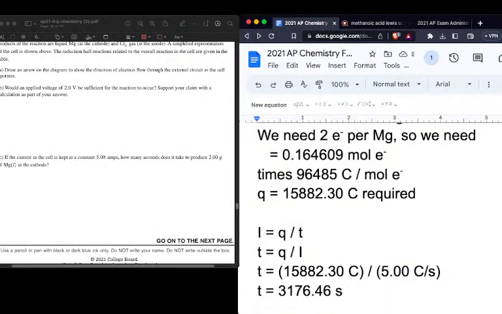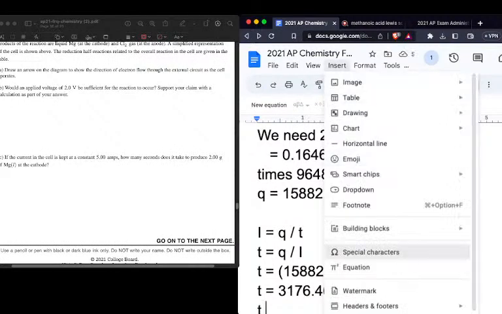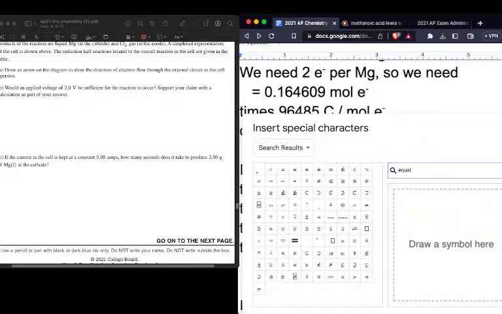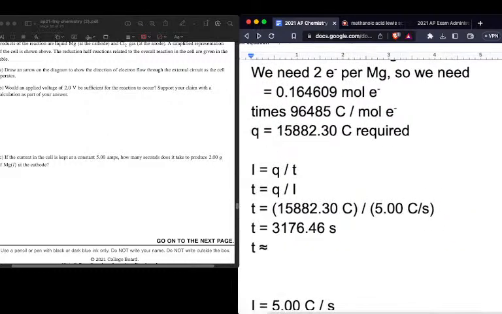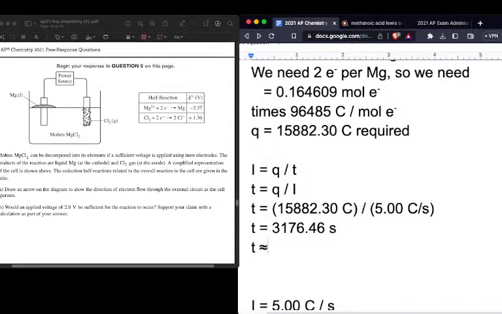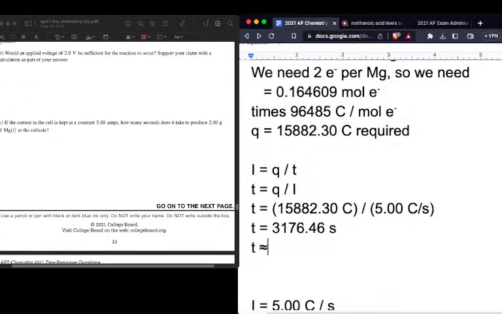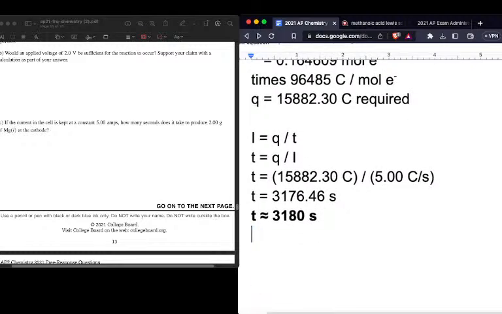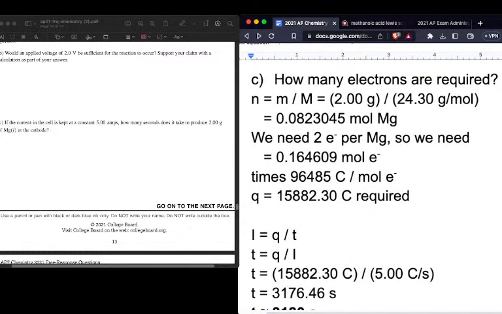How many seconds does it take? I just need to use sig figs for that. Of all the info we were given, 3 sig figs here, 3 sig figs there. Those were the only infos I was given. So I need 3 sig figs, 3180 seconds. Nice. So it's going to take 3,180 seconds. The way that I did this, I admit, is a little piecemeal.